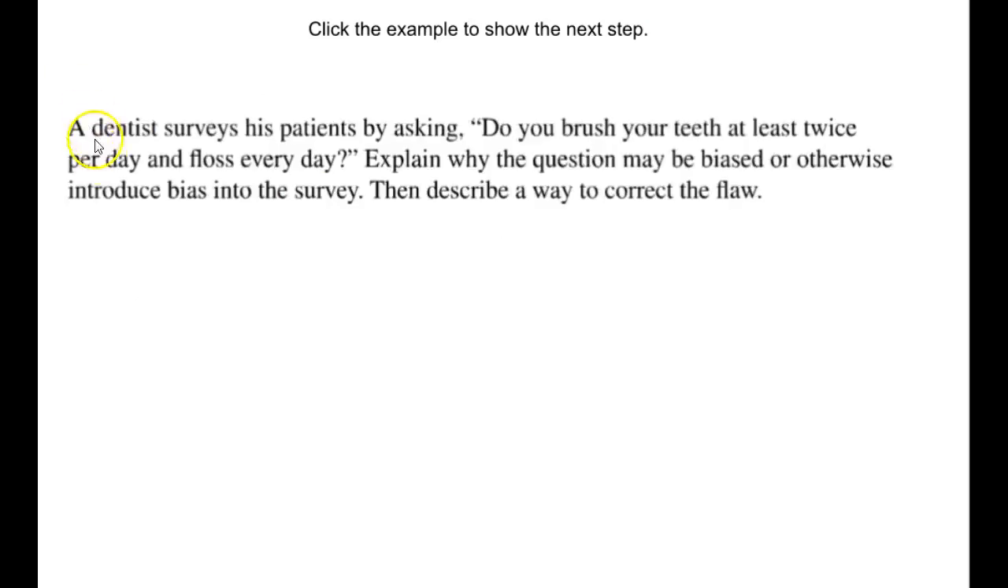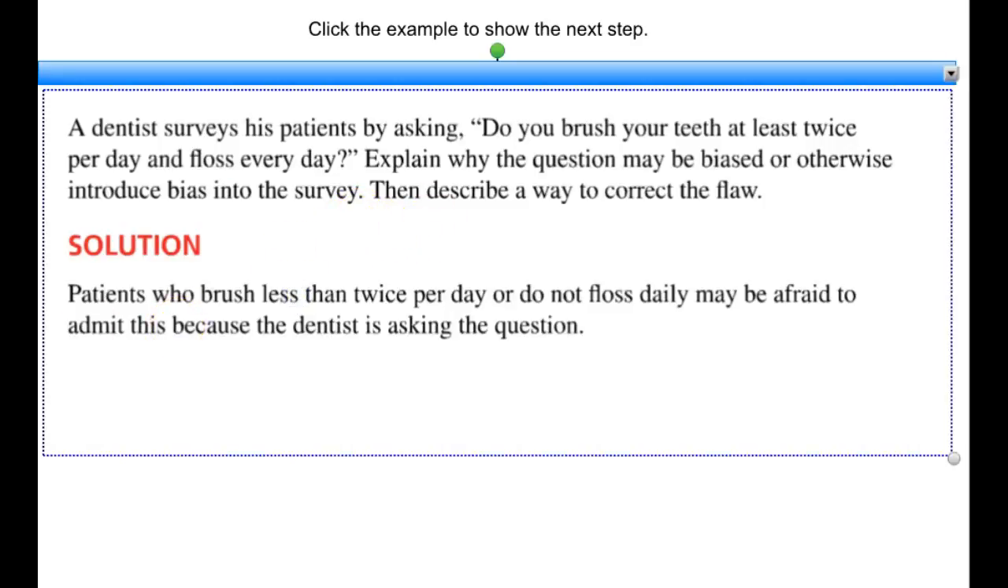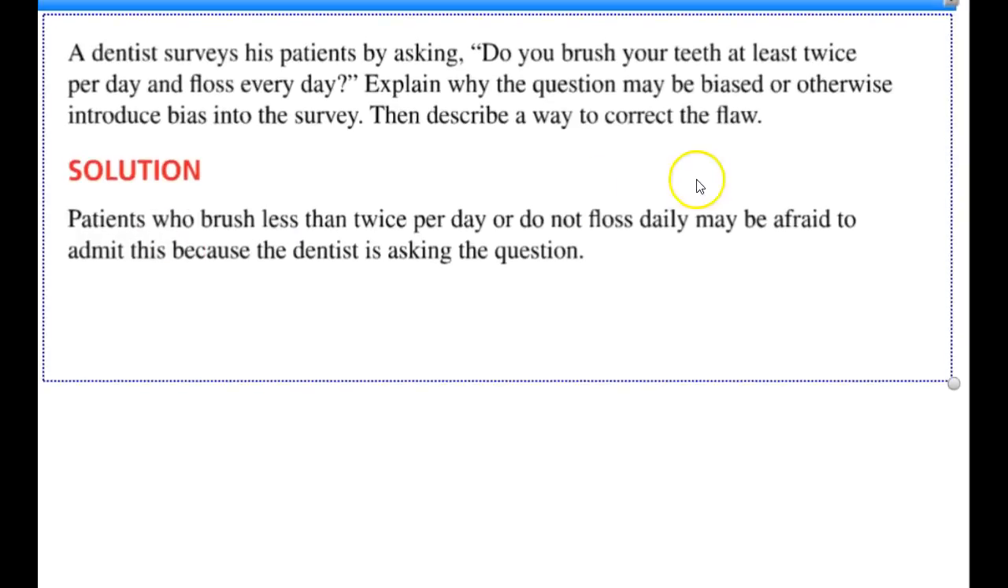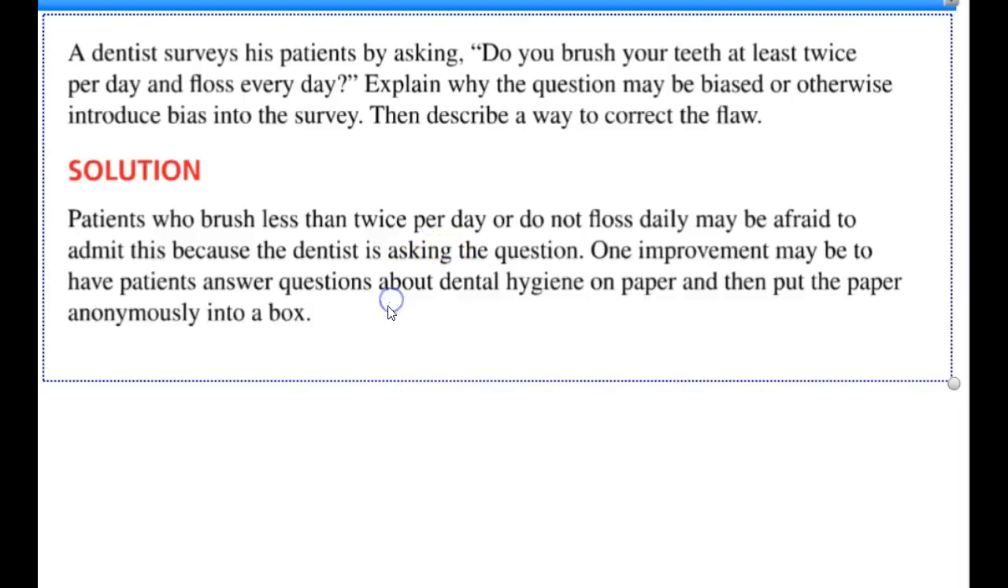Let's look at our example. A dentist surveys his patients by asking, do you brush your teeth at least twice per day and floss every day? Explain why the question may be biased or otherwise introduce bias into the survey. Then describe a way to correct the flaw. First thing we can see is that if you brush less than twice per day or do not floss, you might be afraid to admit it because the dentist is the one asking the question. You're supposed to brush twice a day and floss, so you might just tell your dentist what you think they want to hear. That's where some bias comes into play because you might not answer this question truthfully.